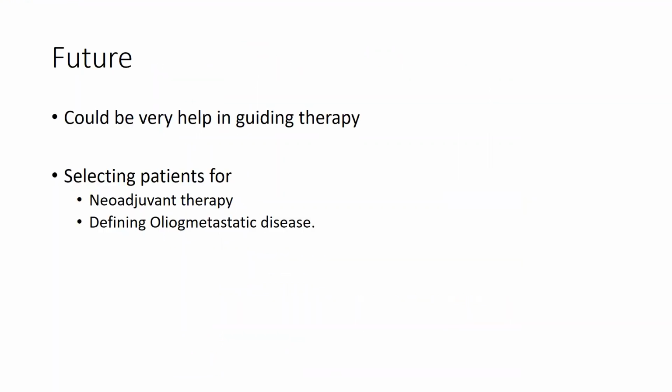The future of this is really wide open, and it could be useful in helping to guide therapy not just in patients with colorectal cancer, but patients with lung cancer, head and neck cancer, and esophageal cancer. It'd be phenomenal to use in those settings. Those types of patients are getting neoadjuvant therapy. It's also really important to help us define what oligometastatic disease is and find the best way to put those patients into some type of cured category.